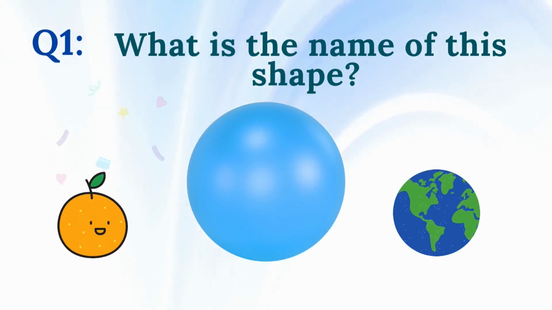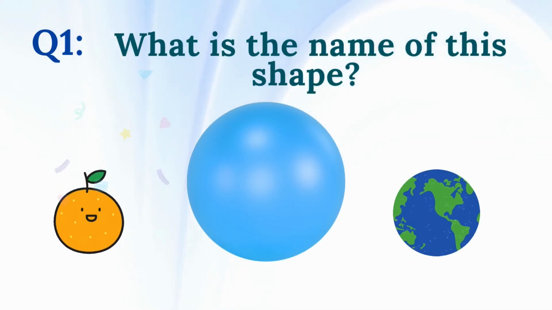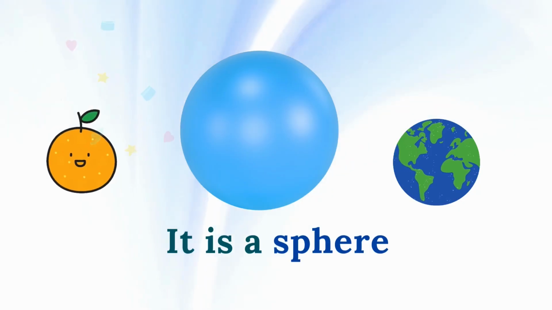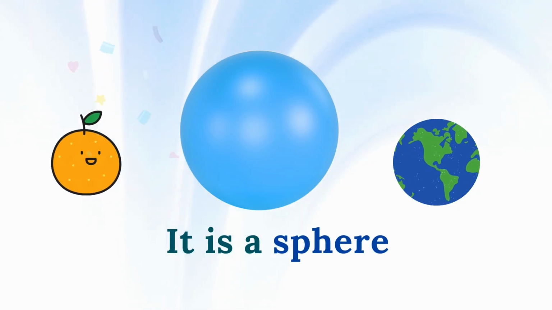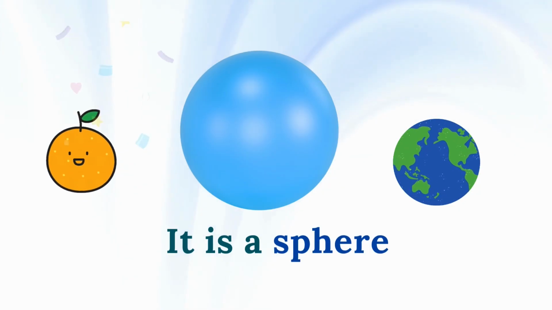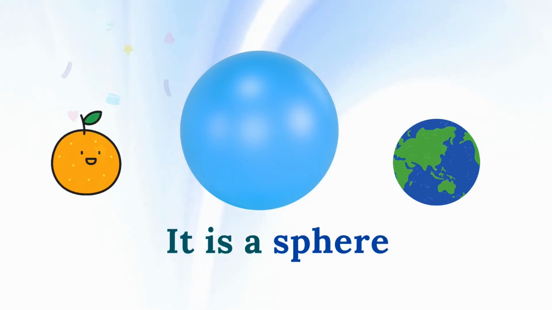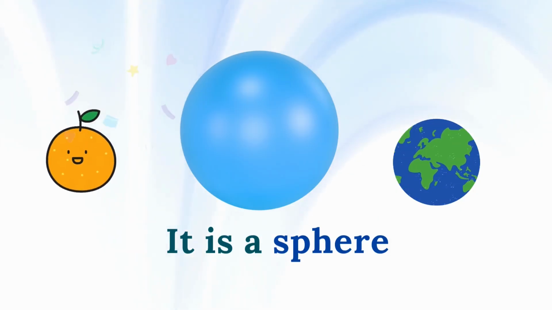What is the name of this shape? It is a sphere. Nicely done! A sphere is perfectly round, like a ball, and it has no edges or corners.